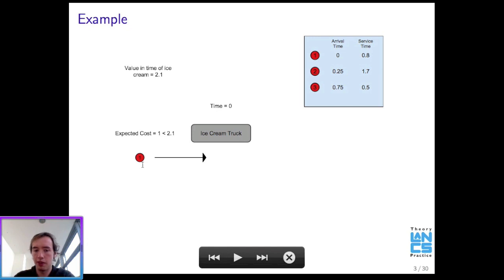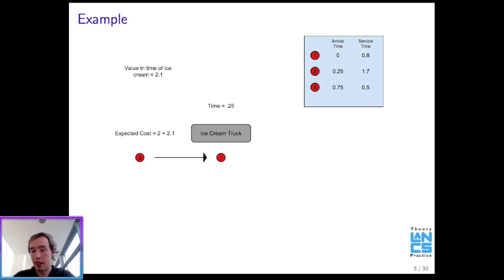And so with that, our first player arrives at the system. He sees no one in the system. His expected cost is simply his service time. So as it's less than 2.1, he enters the system. The second player arrives, sees one person in front of him, so his expected cost is the person in front of him's expected cost plus his own, as he has no idea how long the person in front of him has been in the system. So he enters the queue. And when the third person arrives, there's two people in front of him, and as that gives him an expected cost of 2 plus 1, which is 3, he leaves the system as it's greater than 2.1.